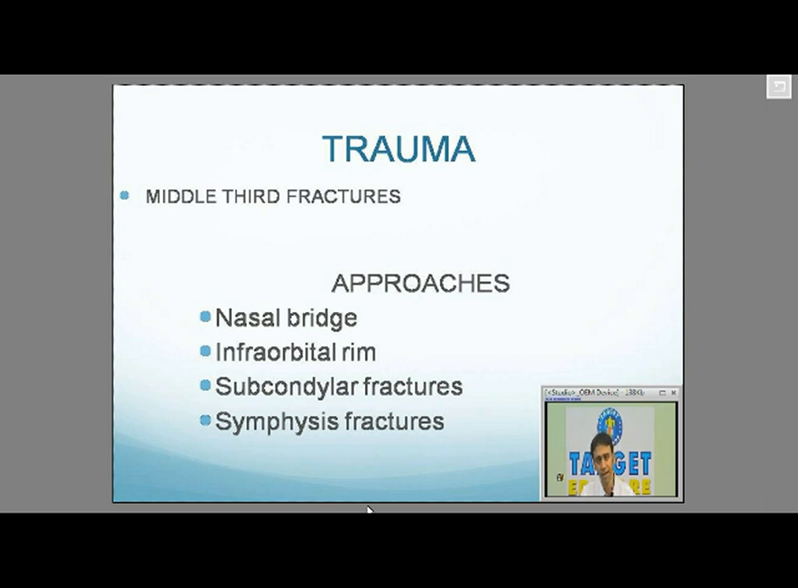Then coming on to zygomatic, ZMC fractures, that is the tripod fractures. The most commonly used incision for ZMC fractures to relocate them is the Gillies temporal approach incision, which is given at an angle of 45 degrees to the zygomatic arch, going obliquely upwards and anterior.